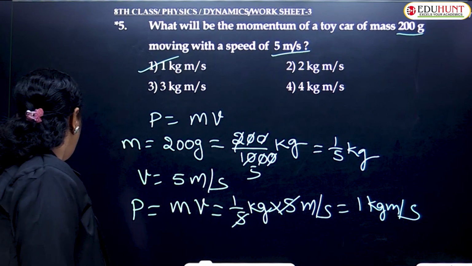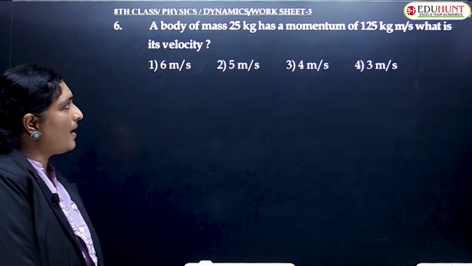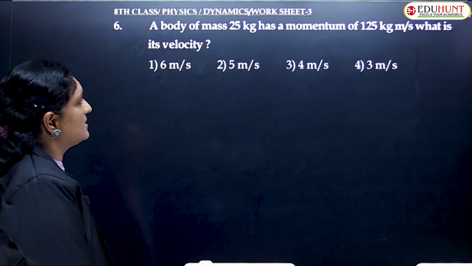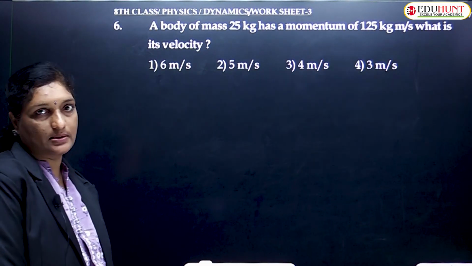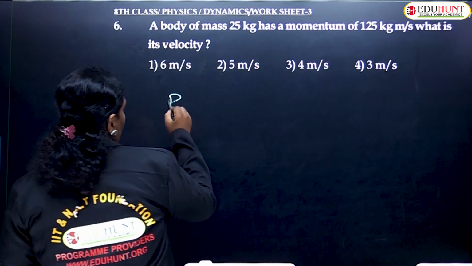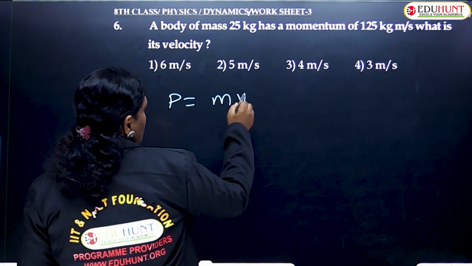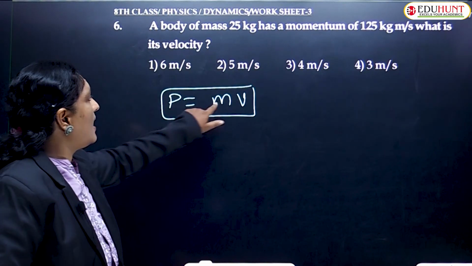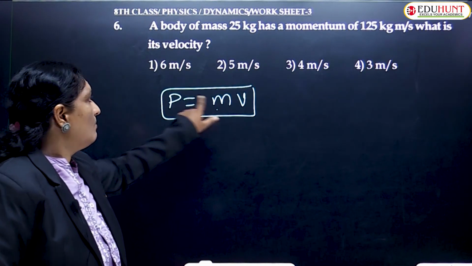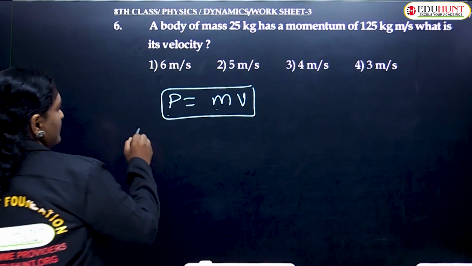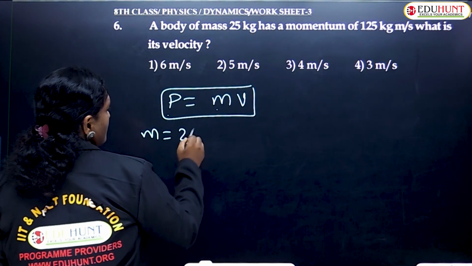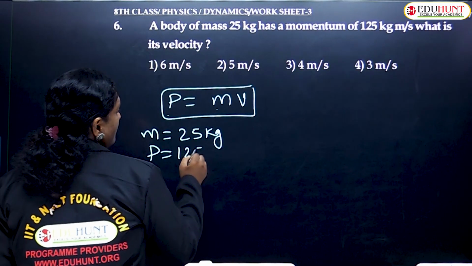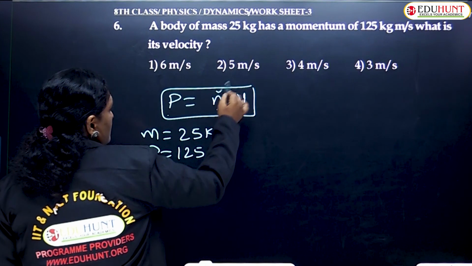Moving ahead, question number 6. A body of mass 25 kg has a momentum of 125 kg meter per second. What is its velocity? Children, we know the formula: momentum is equal to mass into velocity. What is given? Body of mass is given as 25 kg. Momentum is given as 125. Given condition, mass is equal to 25 kg and momentum P is equal to 125. This is known, this is known.